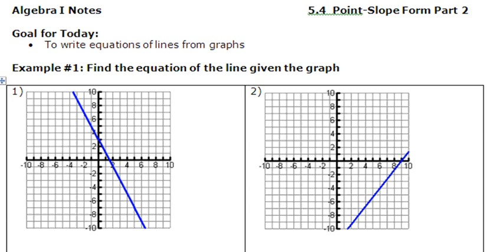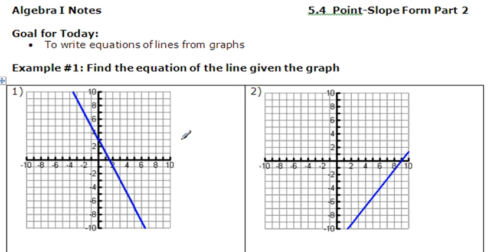Today we're looking at 5.4 again. So we're doing part 2. Yesterday we looked at writing equations from a point and a slope, or from two ordered pairs. Today we're going to write an equation of a line given a graph.